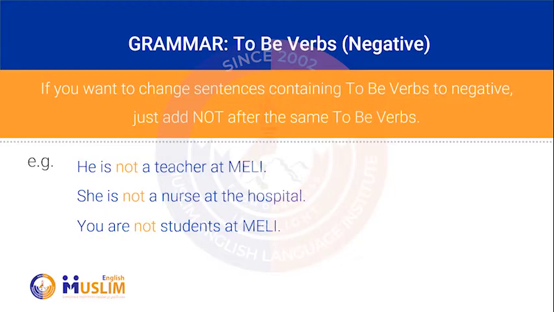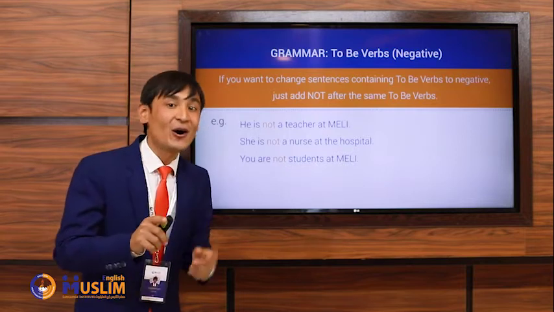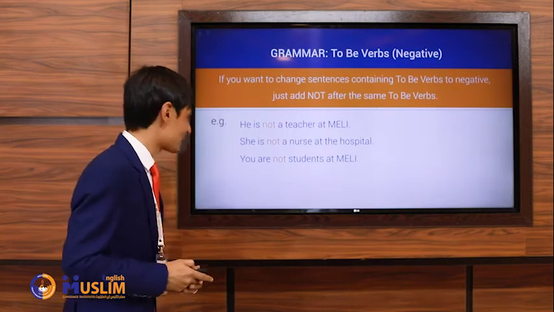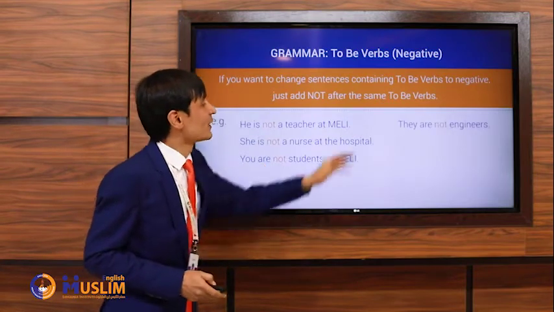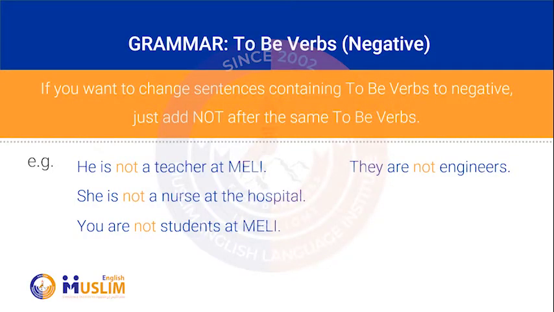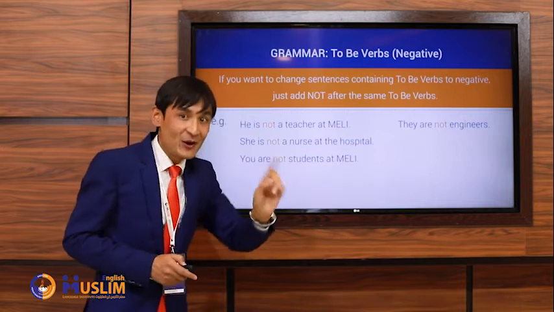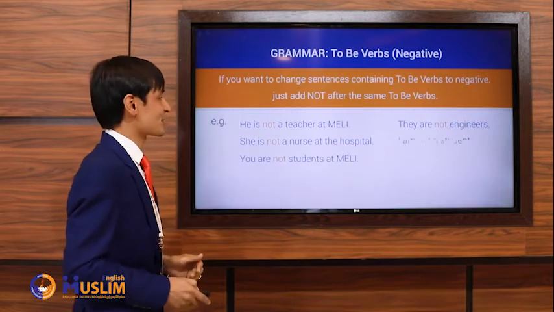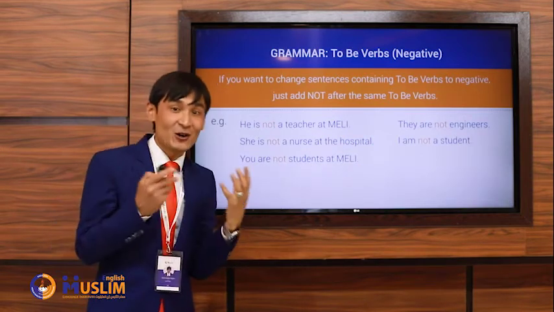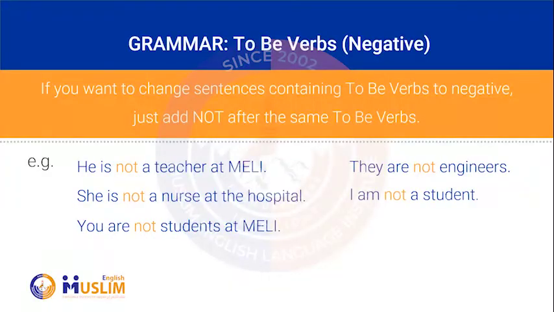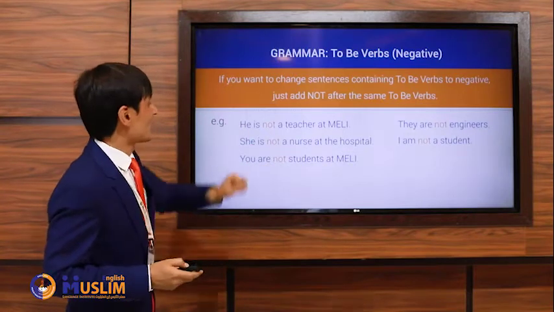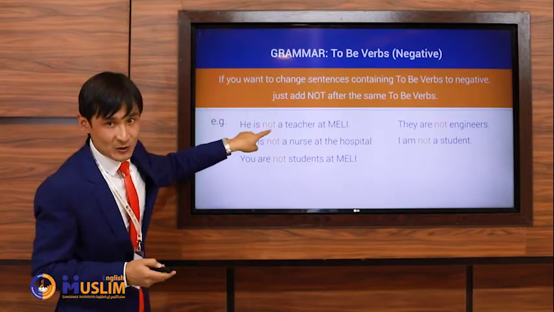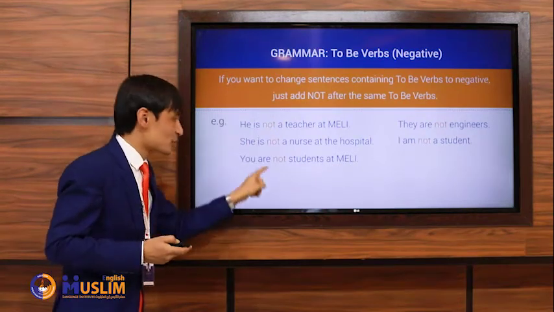You are not students at Melly. Not after are. They are not engineers. And I am not a student. In all these examples, we saw that the word not is used after the to be verbs.